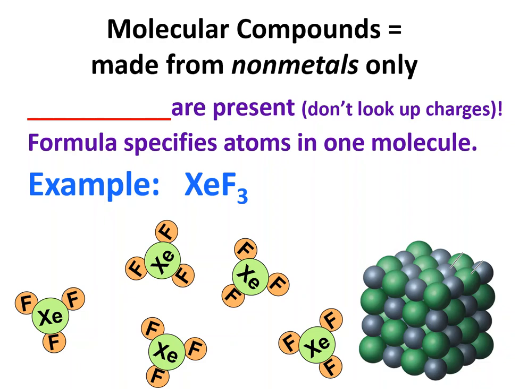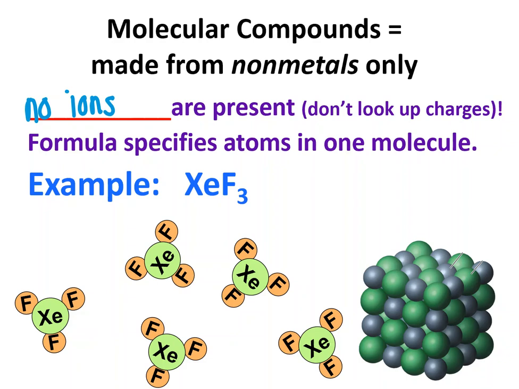Now we're going to look at molecular compounds. Remember, there are two main types, ionic and molecular, and they have different naming systems. So ionic is a metal and a nonmetal. Molecular compounds are made from nonmetals only. So it's very important to note that there are no ions in these. So don't be looking up charges and stuff for these. They do not have ions, no charges.